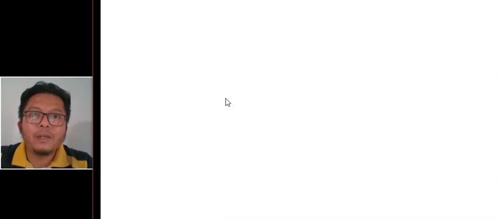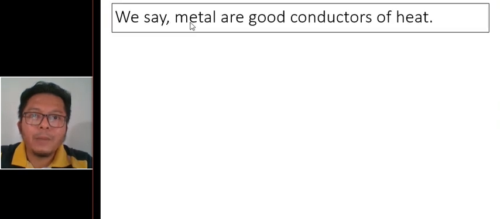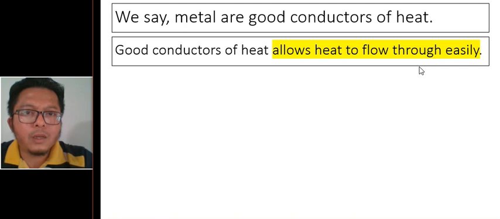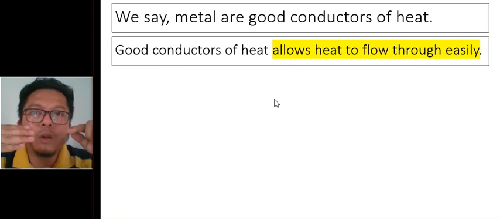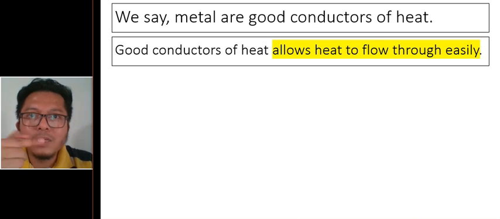Now what happened here? We say metals are good conductors of heat. What does it mean by good conductors of heat? Good conductors of heat allow heat to flow through easily. One more time, good conductors of heat allow heat to flow through easily. When a material is a good conductor of heat and we put fire on it, the heat can move easily.